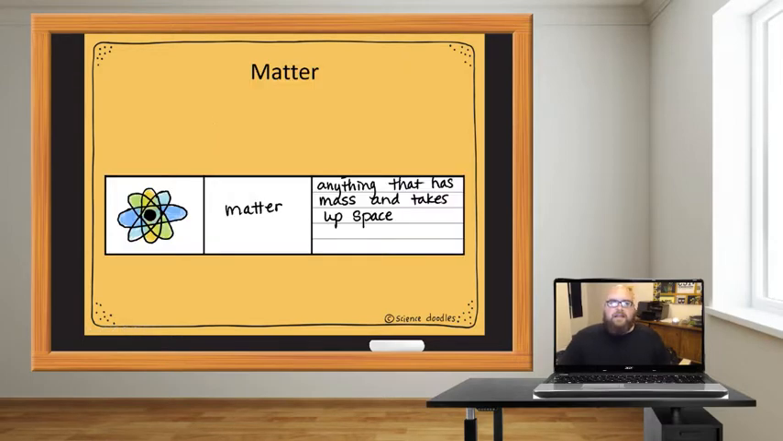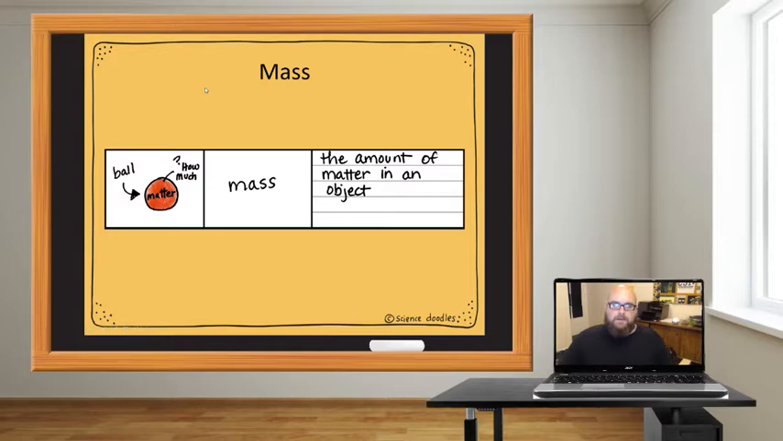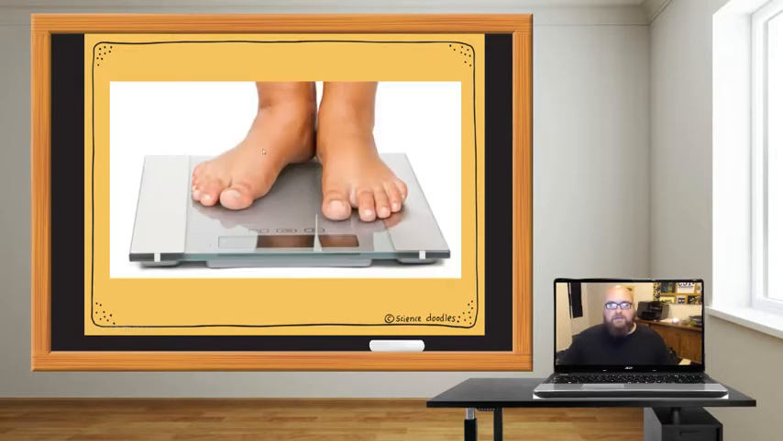Matter, of course, is anything that has mass and takes up space. We're going to be using that definition a lot today, especially when it comes to mass and then what it means to take up space. So like an atom, it has mass, and then it also takes up a certain amount of space in the universe. Of course, mass is the amount of matter inside of something. So if we have a ball, how many atoms are within that ball contribute to its mass. So we can use scales to measure this and many other things as well.